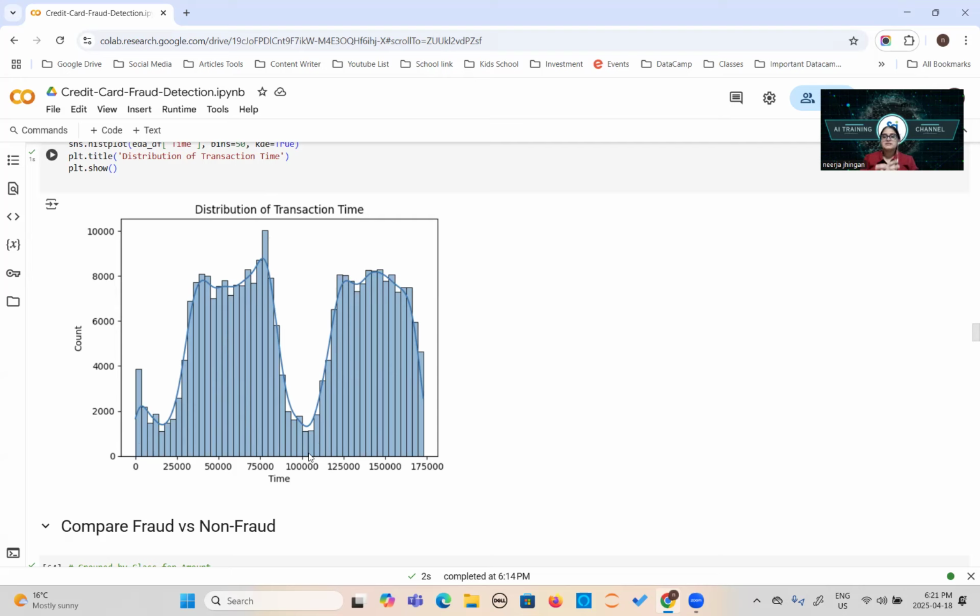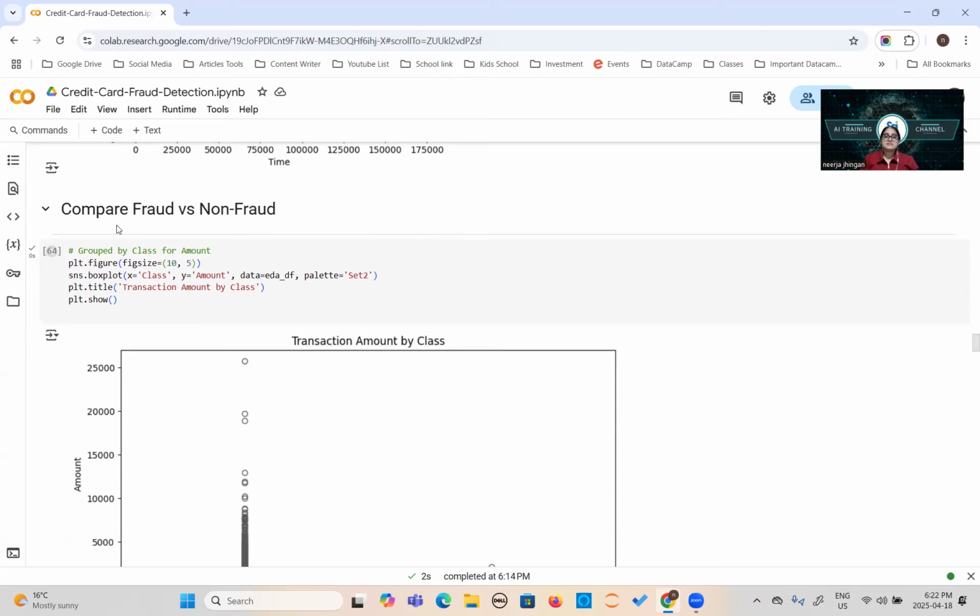We are just looking at what seconds most of the transactions are happening, and we have also checked the correlation with the target, the features which are highly correlated with your target, and how they are distributed and connected with your fraud class, fraud or not fraud, right? And now we are doing the comparison between fraud versus non-fraud. This is all EDA actually.